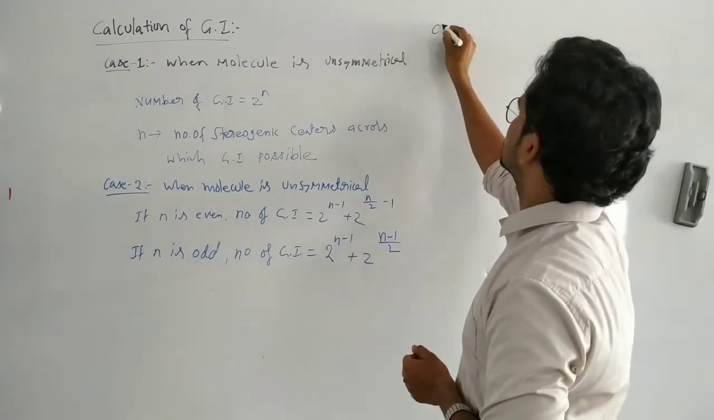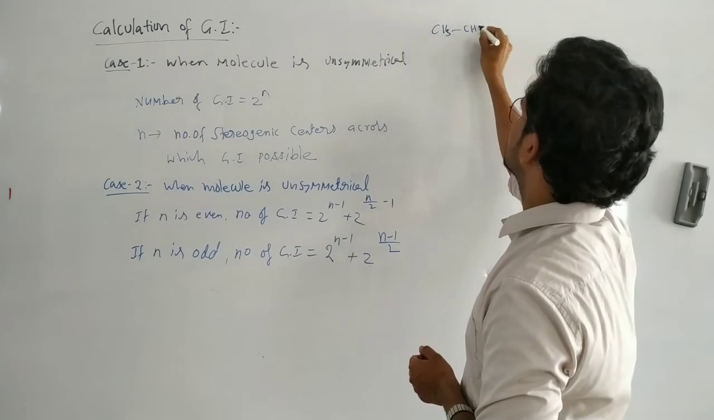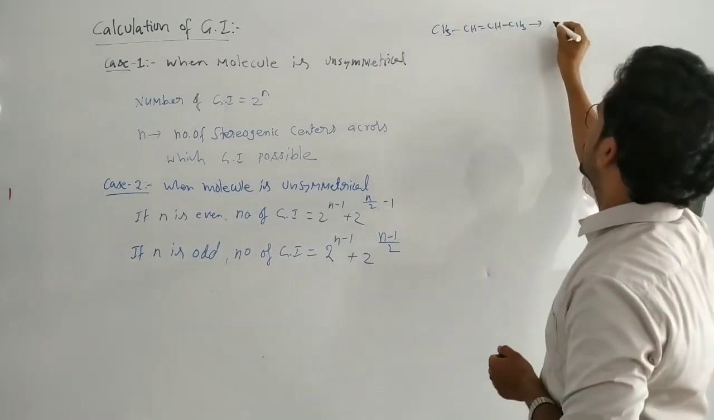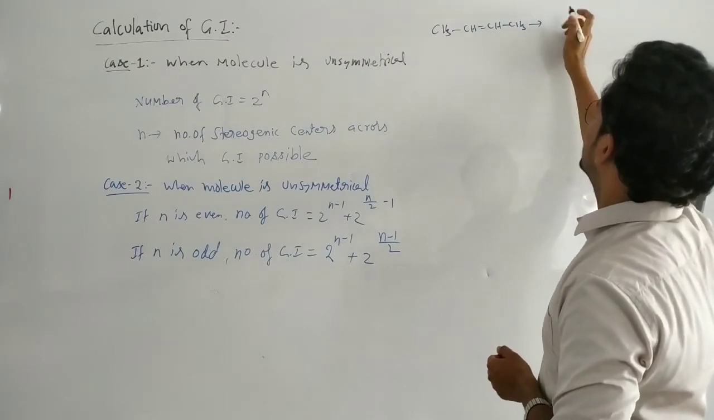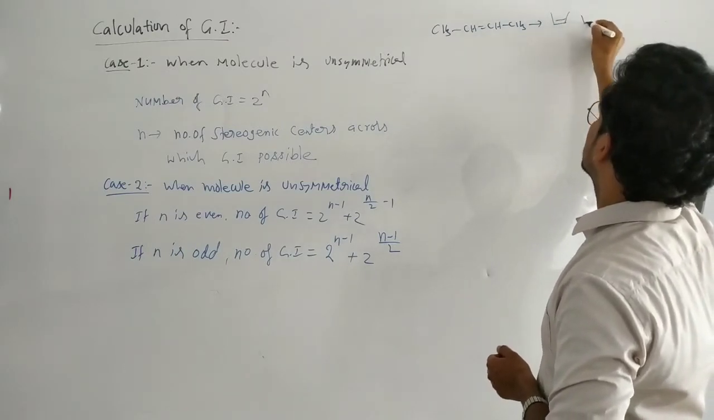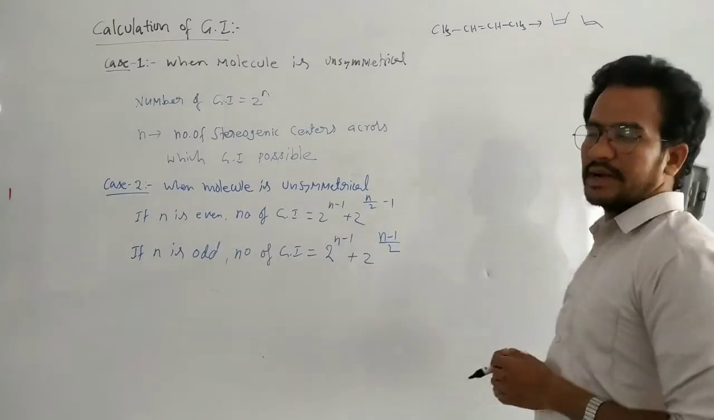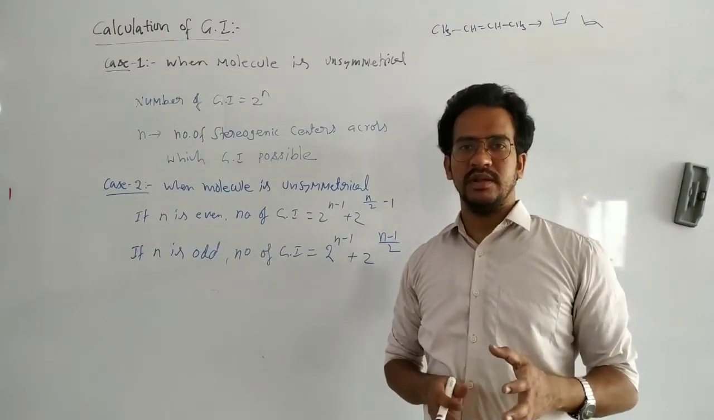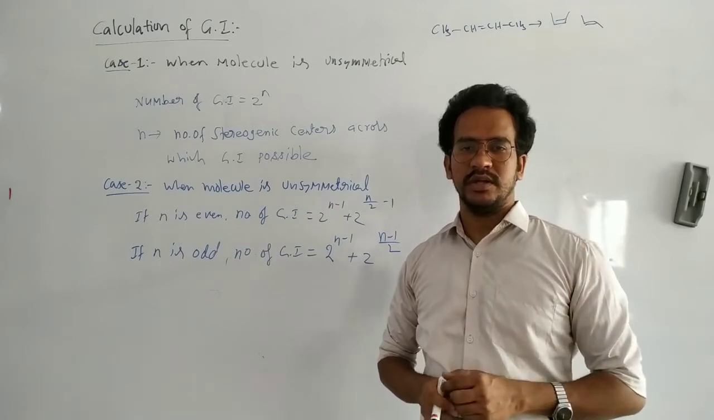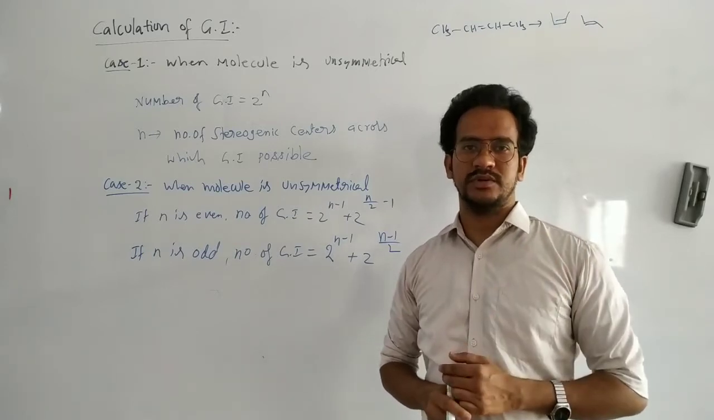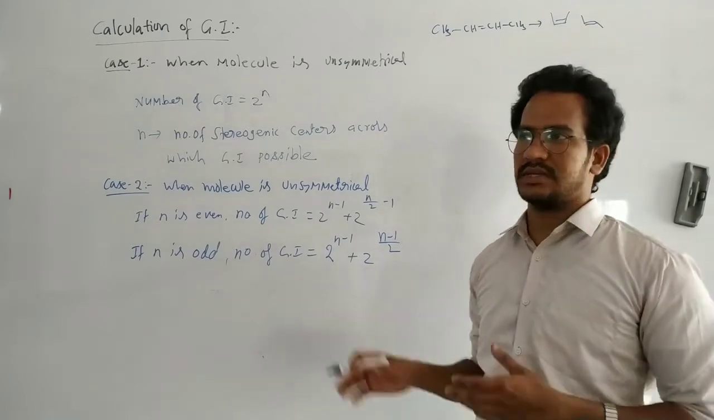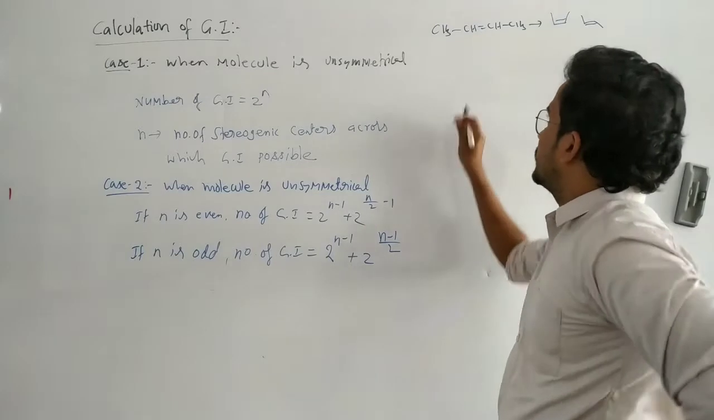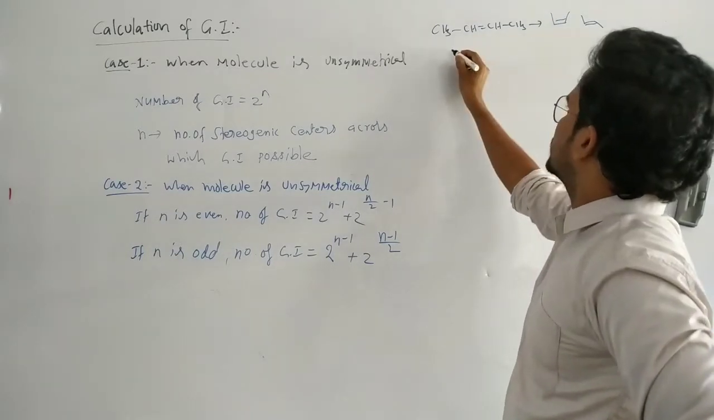Let's see in this case CH3 CH double bond CH CH3. For this one we can see cis-2-butene and trans-2-butene, that exist in two forms. But in this case, if a molecule has more than one double bond, how many geometrical isomers does it have? That calculation we will discuss in this class. For this one, two geometrical isomers exist.